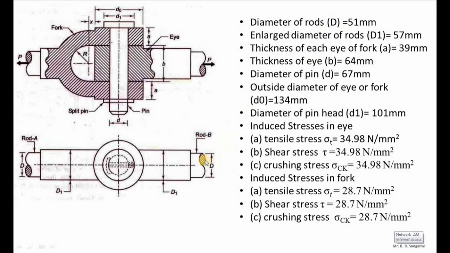Okay, so here I have mentioned the dimensions which we have found according to the design. First we have calculated the diameter of rod D, which is 51 mm. Next, by using the empirical relation, the enlarged diameter D1, which is 57 mm. Next, the thickness of fork, which is A, 39 mm; thickness of eye, which is B, 64 mm; diameter of pin, 67 mm; outside diameter of fork, that is DO, 134 mm; diameter of pin head D1, 101 mm. Induced stresses in eye: sigma T 34.98, tau 34.98, crushing stress 34.98 Newton per mm square.